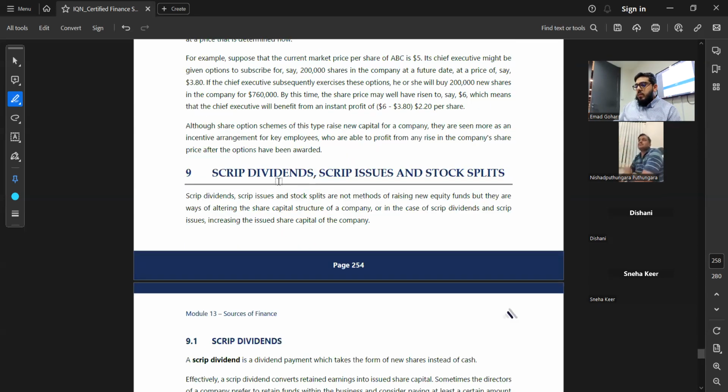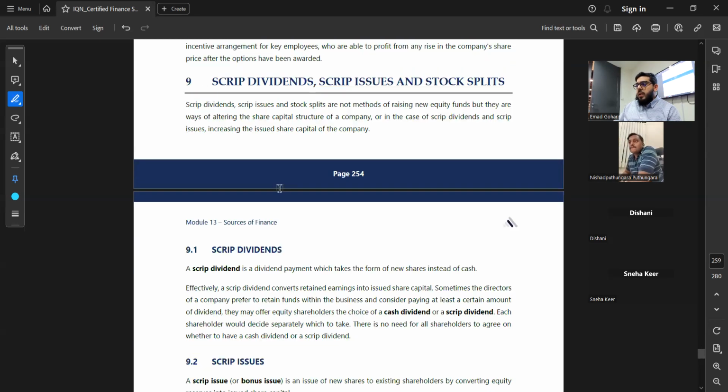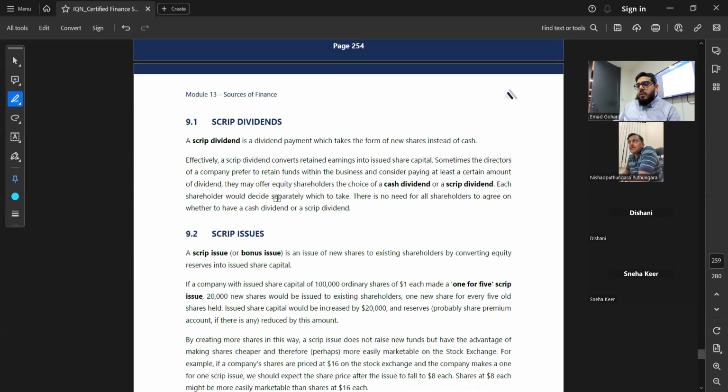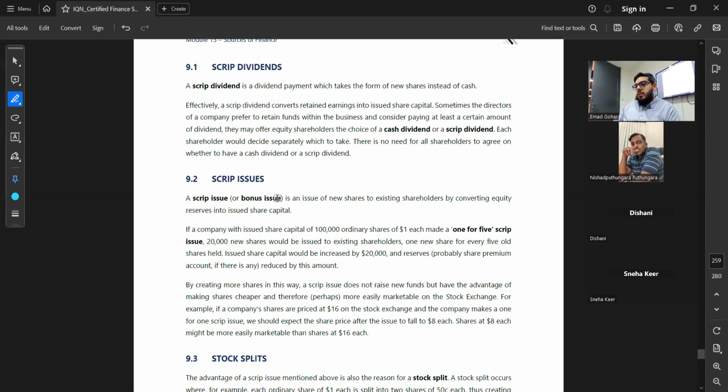Then scrip dividend, scrip issue, stock split. Remember, scrip, I told you we give free dividend. Okay, and there are some reasons. Maybe I don't have cash flow, or maybe my price is too high in the market so people are not trading my share. So what to do? I give them free shares. So the supply increases, the price will come down, right?